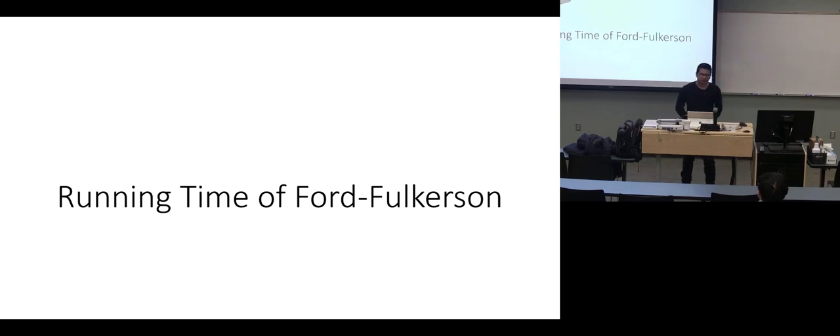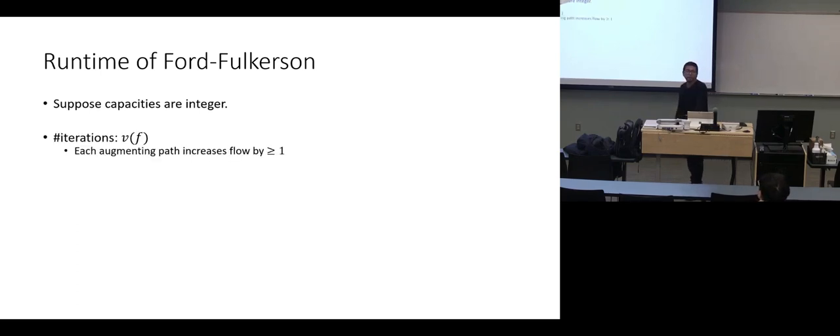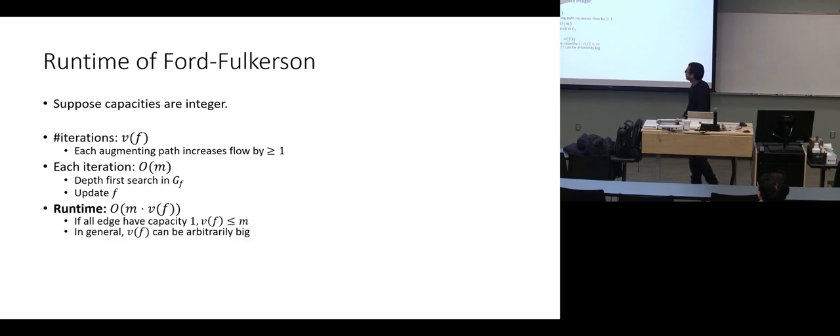Okay, so next I'm going to talk about the running time of Ford-Fulkerson. Let's try to analyze it. At least if the capacities are all integers, the number of iterations is at most the value of the flow, because each time you increase the value of the flow by at least one. And on each iteration, you just do a depth-first search, which takes linear time, and then update the flow, which takes at most linear time too. So the total time is just m times the value of the flow. So that's not too bad.